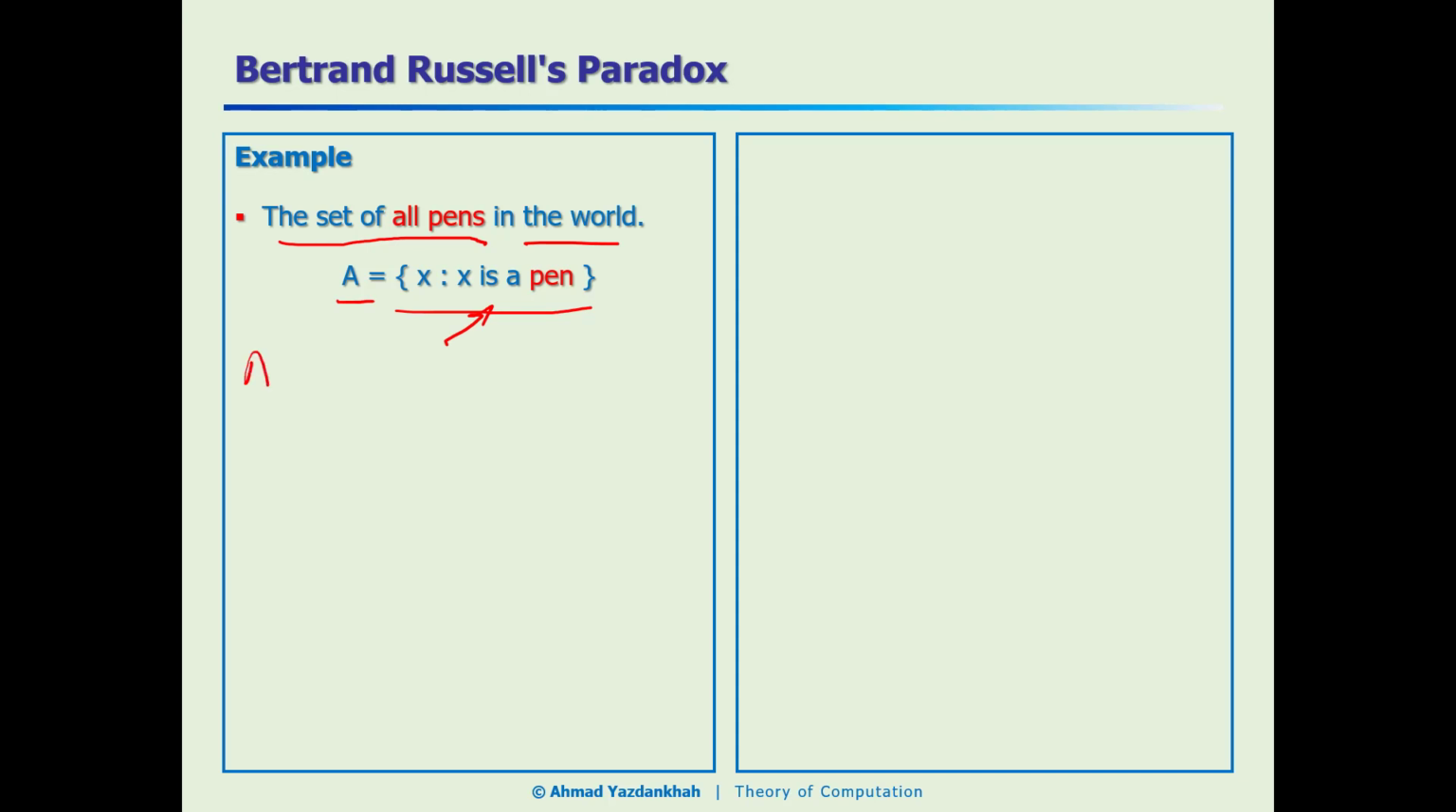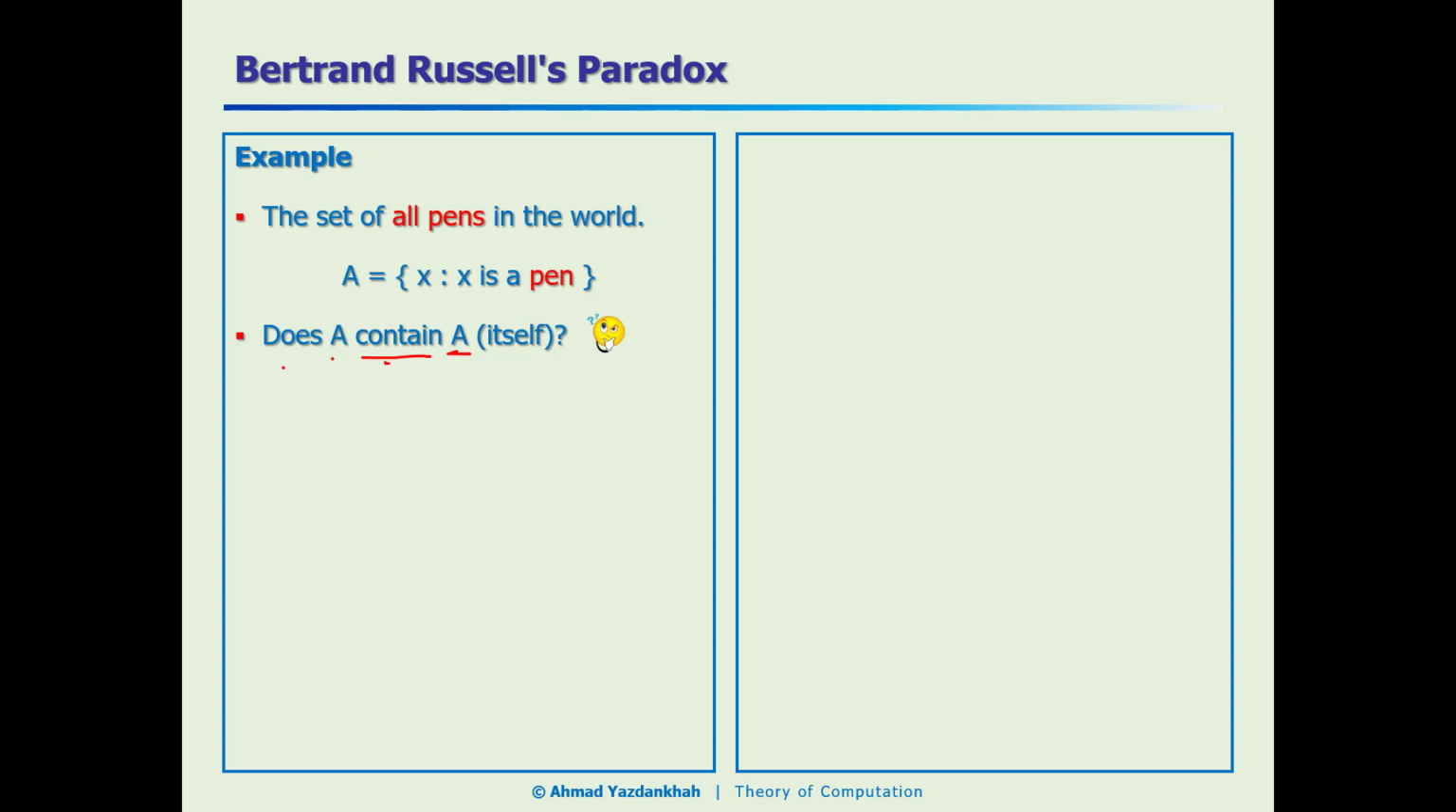So in fact, if I want to enumerate this, let's say pen 1, pen 2, and your pen in your pocket is, let's say, pen 3. You see, all of the pens in the world belong to this set A. Now the question is, does A contain A? In other words, does A contain itself?